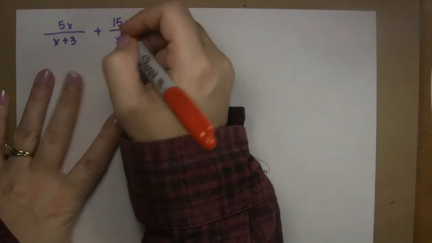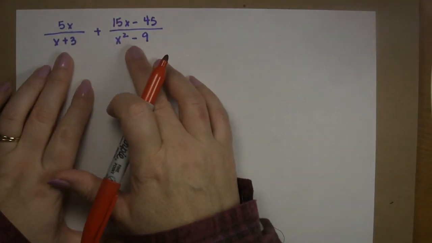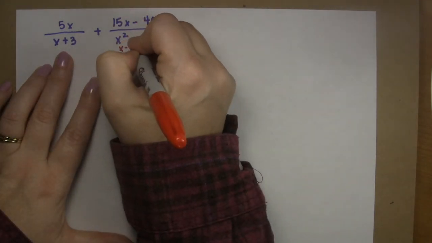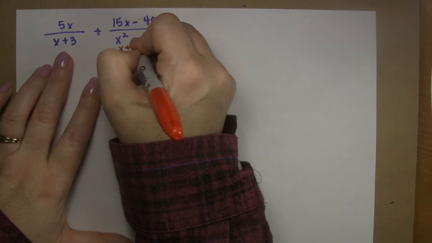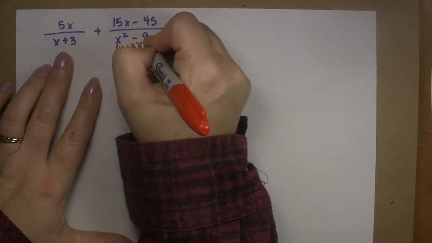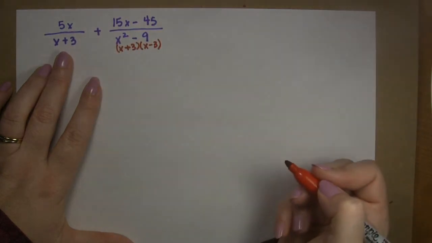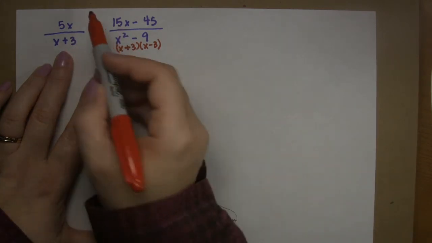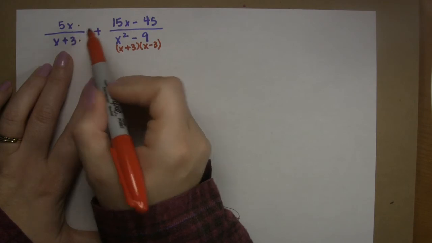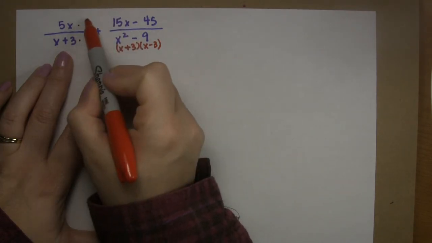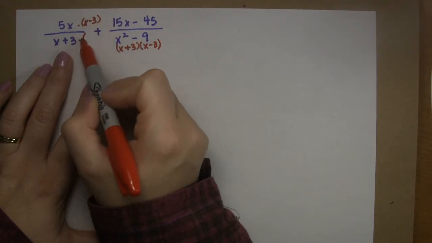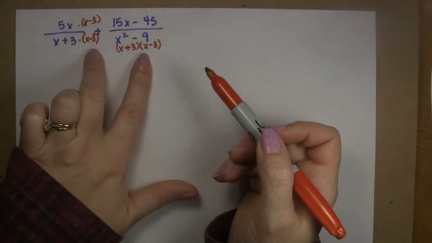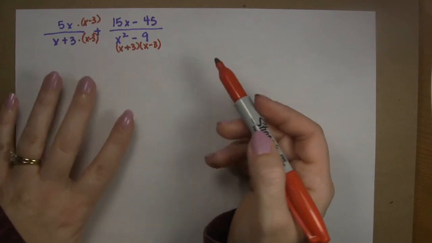The reason that I'm going to do that first is because I'm eventually going to want common denominators here, and my common denominator is going to be easier to figure out if I do this. So that's what that is going to equal. That means that in order to have a common denominator, I need to multiply this fraction by x minus 3. That way I'll have x plus 3 times x minus 3 as my denominator.